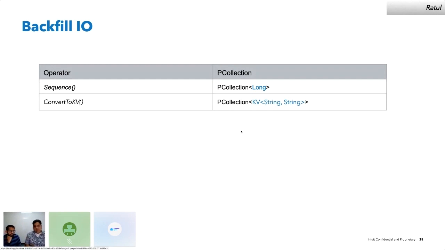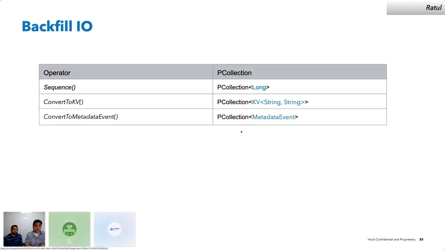So if your sequence is generating 4, then convert to KV, the output will be some static key, comma 4. Then we feed this key value pair to the convert to metadata event. That is the component which maintains the state, right?